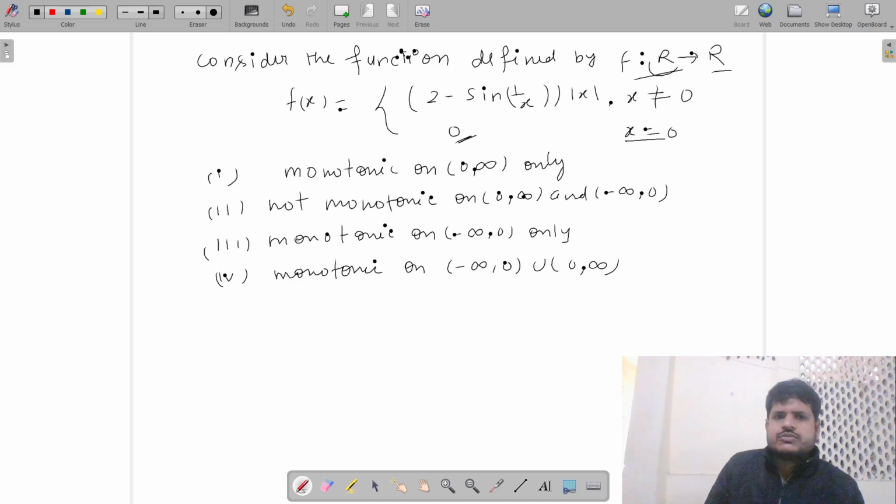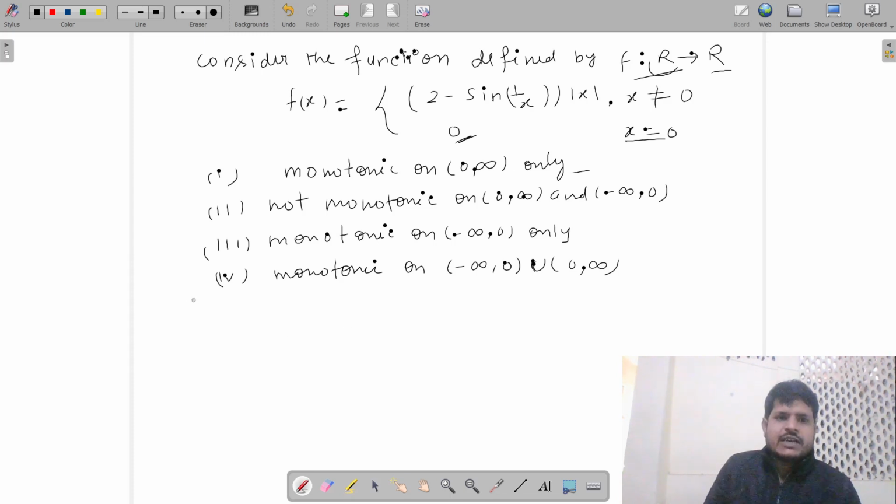Now there are four options we have here. This function will be monotonic on (0, infinity) only. Second, not monotonic on (0, infinity) and (minus infinity, 0). Third option, monotonic on (minus infinity, 0) only. And fourth one, monotonic on (minus infinity, 0) union (0, infinity). I think you know very well how to take the union of two sets, and these intervals are also sets.